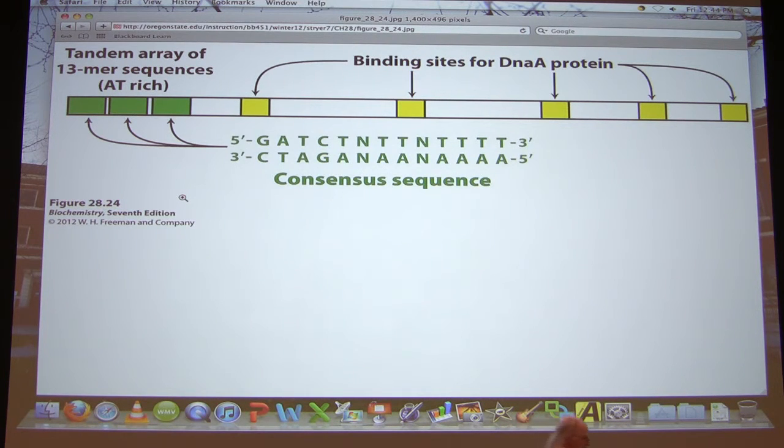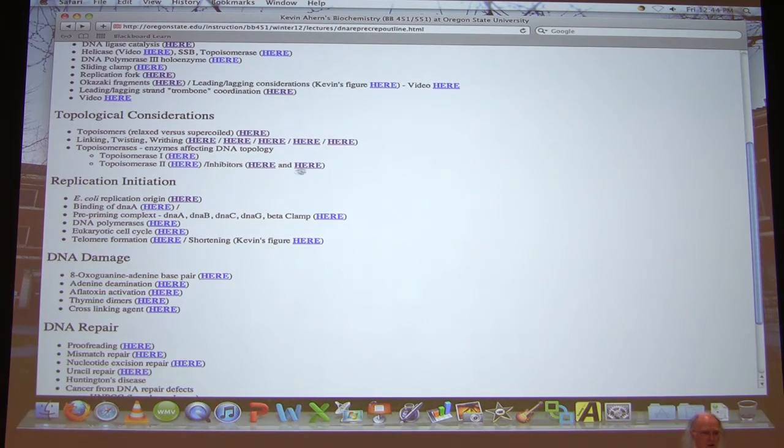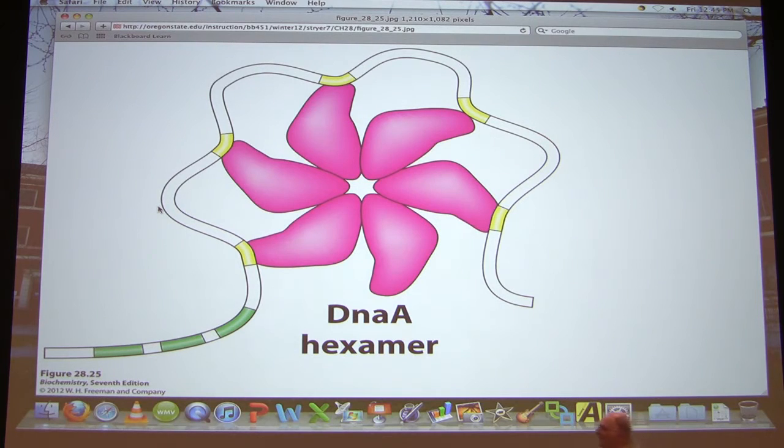You'll notice that next to these binding sites for DnaA, there are regions of DNA that are AT-rich. That turns out to be important. Now, when DnaA binds, it turns out that it causes DNA to coil. It causes it to wrap. What has it done? It's just changed its writhing. That has put some stress on the DNA, and the DNA will act to relieve that stress.